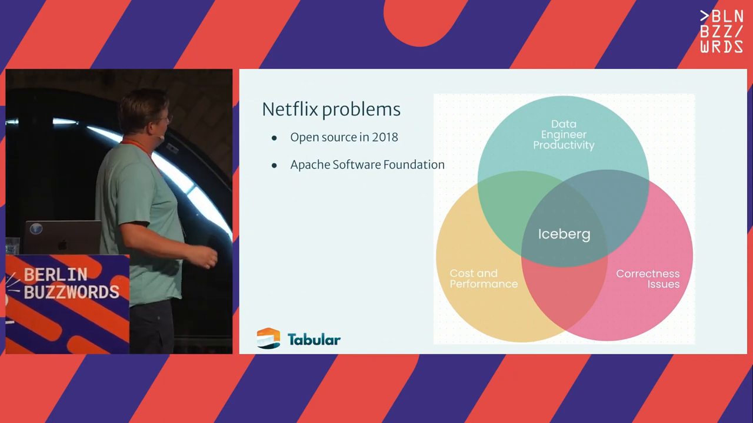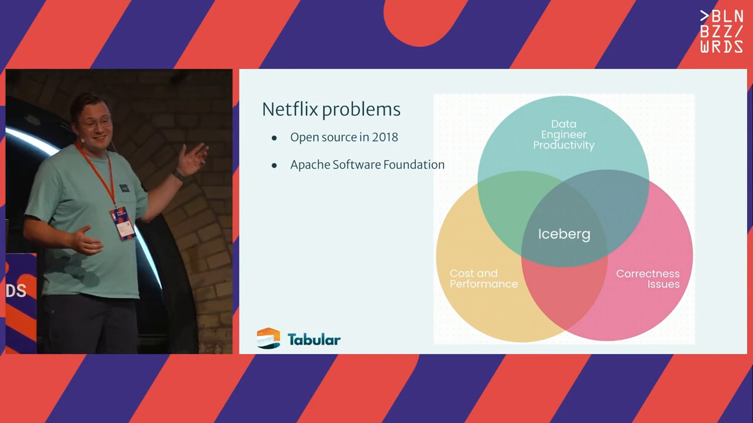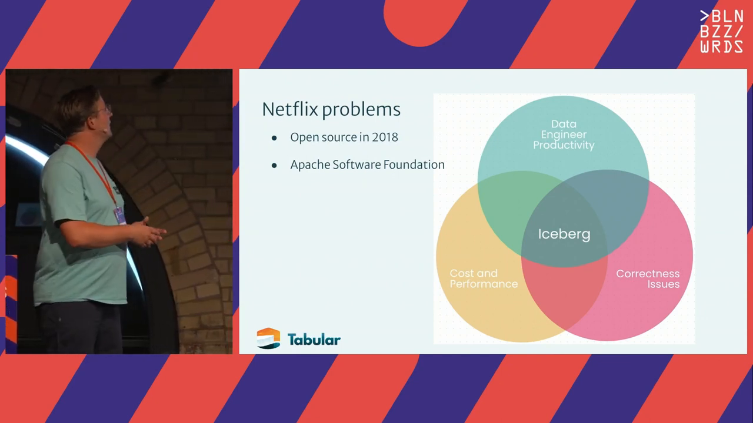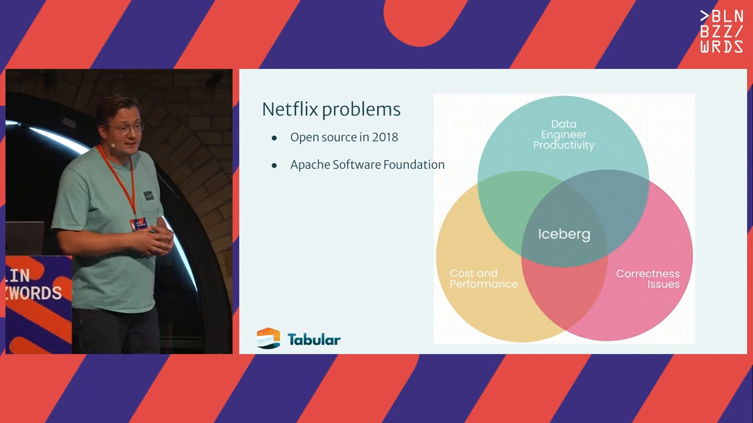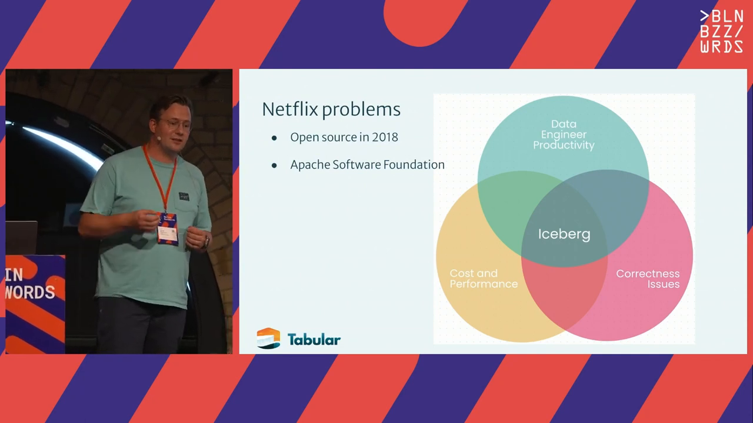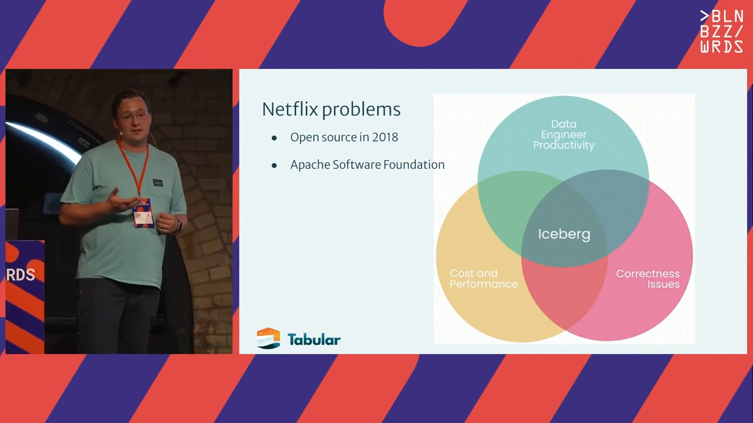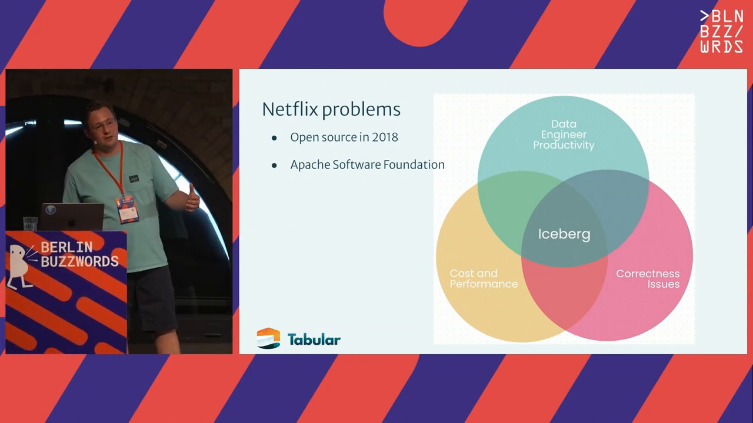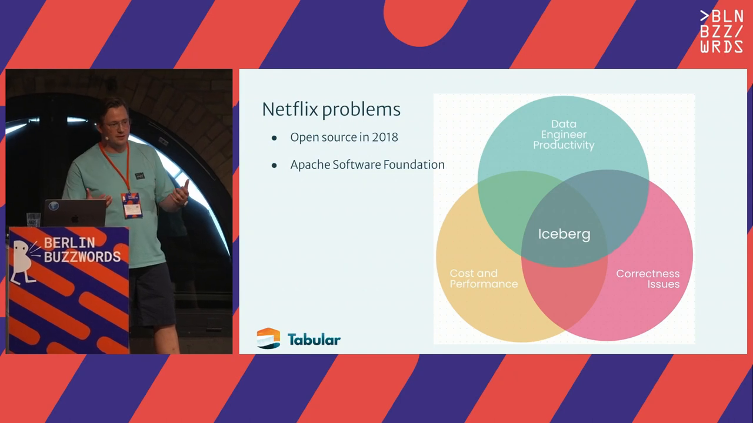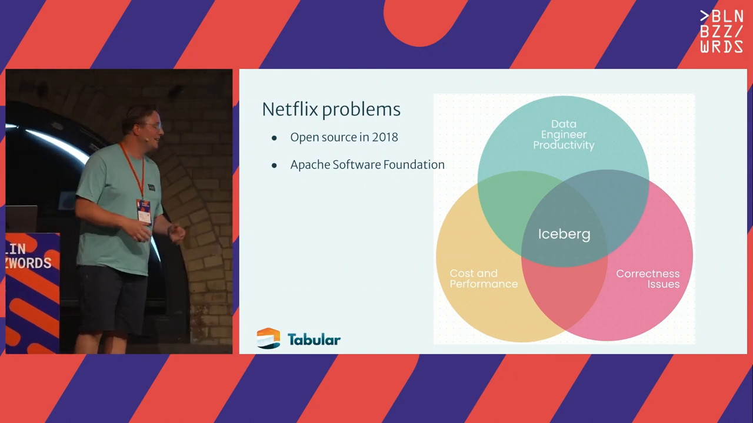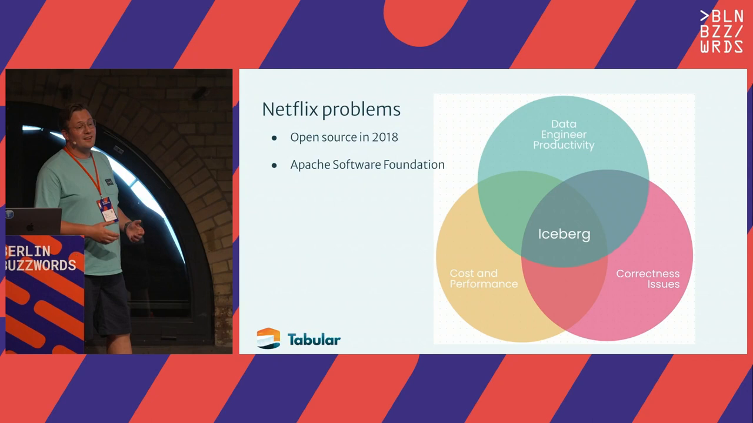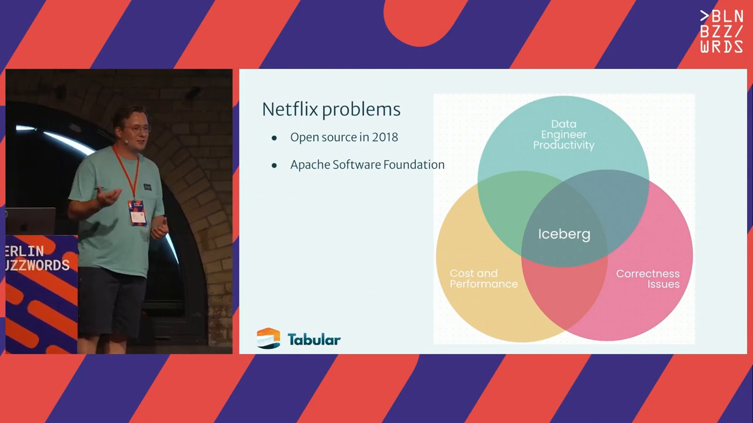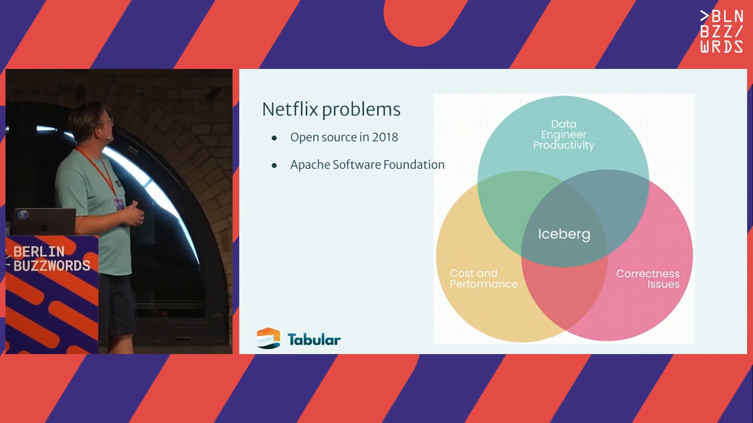It started at Netflix before 2018, then it became open source, and it tried to solve three main things. First of all, data engineering productivity. They noticed at Netflix that a lot of data engineers were babysitting these petabyte-sized tables, compacting files, because if you have many small files, HDFS doesn't like it, and object stores also have a lot of overhead. Sometimes some PII data was found in there, so it had to be cleaned up, and it took a lot of effort.